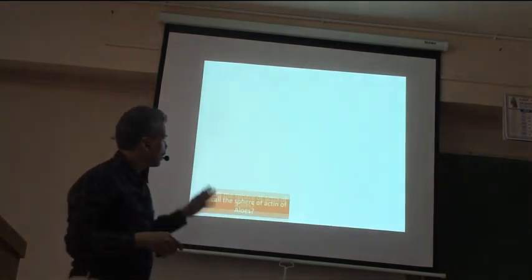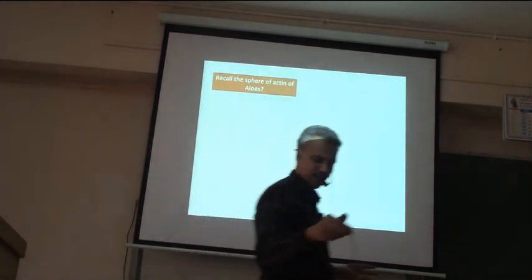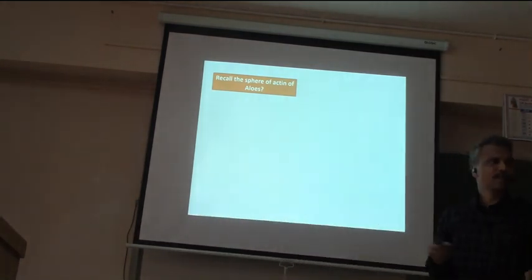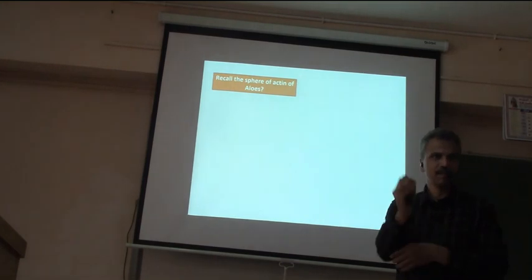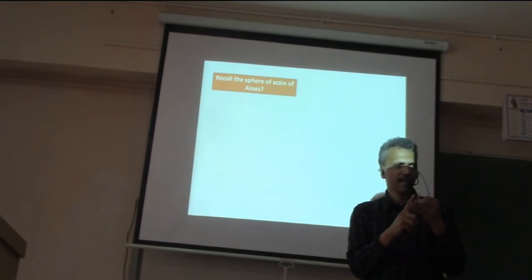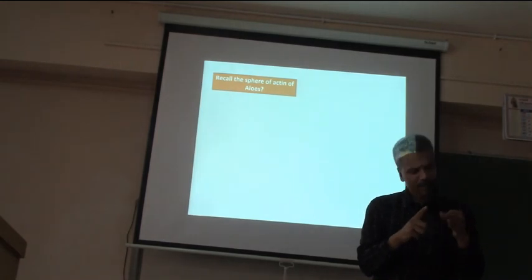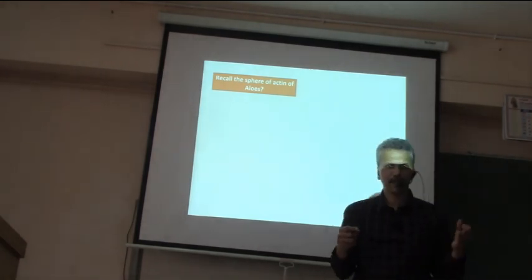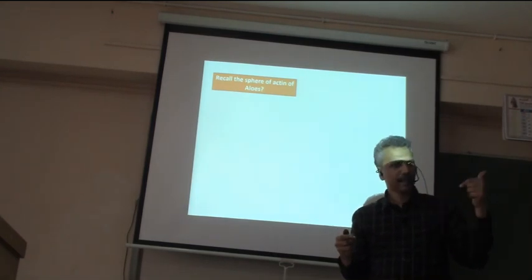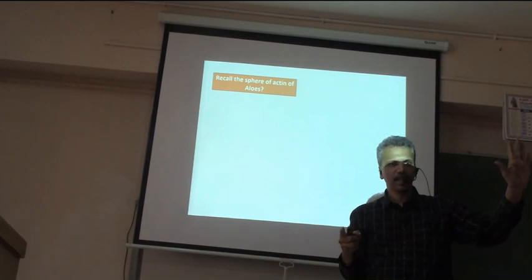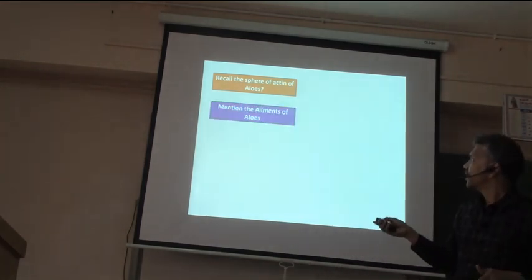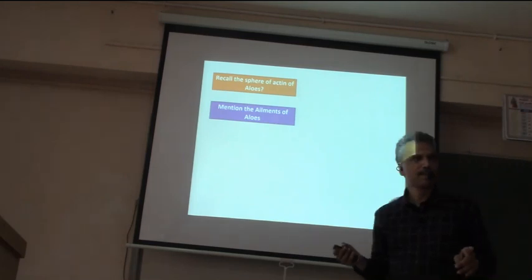Okay? Now we'll have a quick revision so that I'll also get to know how much you've understood. Recall the sphere of action of Aloes. Liver. Okay, fine. Intestines. Portal vein. Skin. Rectum. Okay. Ailments were next, that is the next question that will come up. Mention the ailments of Aloes.